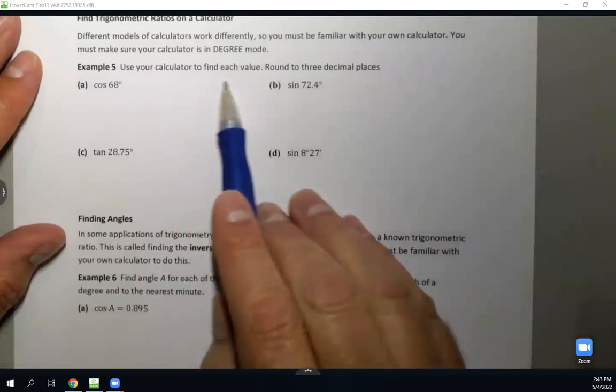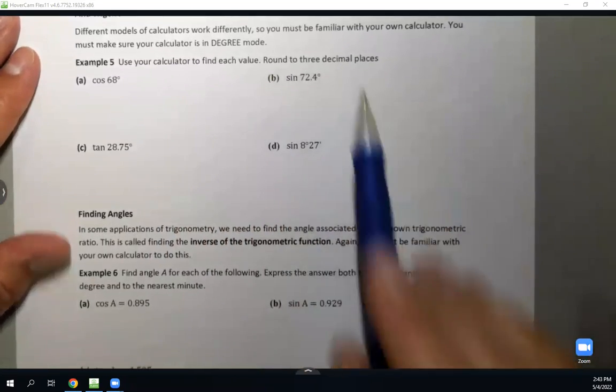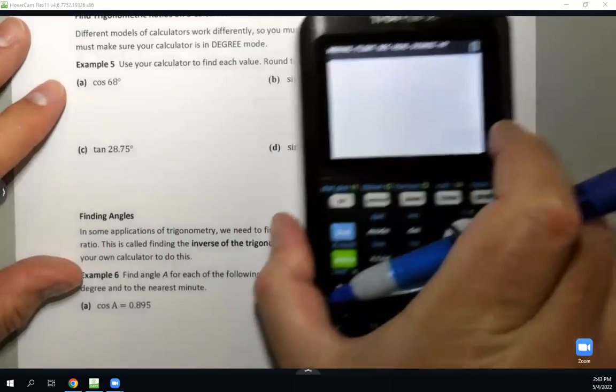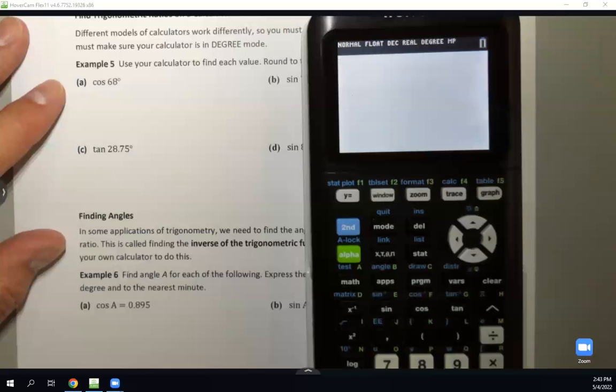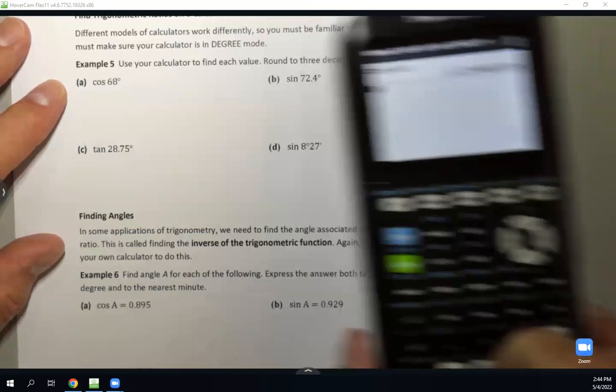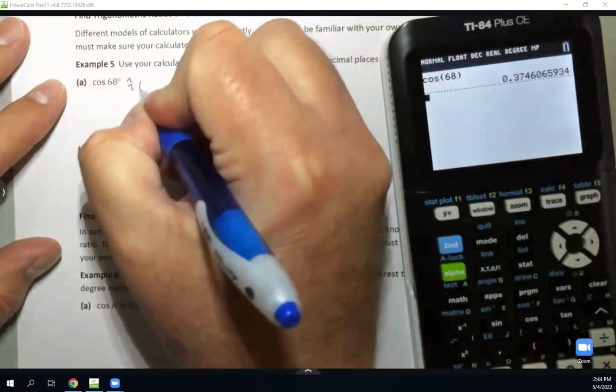So use your calculator to find each value rounded to 3 decimal places. This is pretty easy. The thing that people will do wrong is they won't be in degree mode. The cosine of 68 radians is a lot different from the cosine of 68 degrees. 68 radians is a lot more than 68 degrees. So anyway, if I do the cosine of 68, that is 0.375 if I round to 3 places.